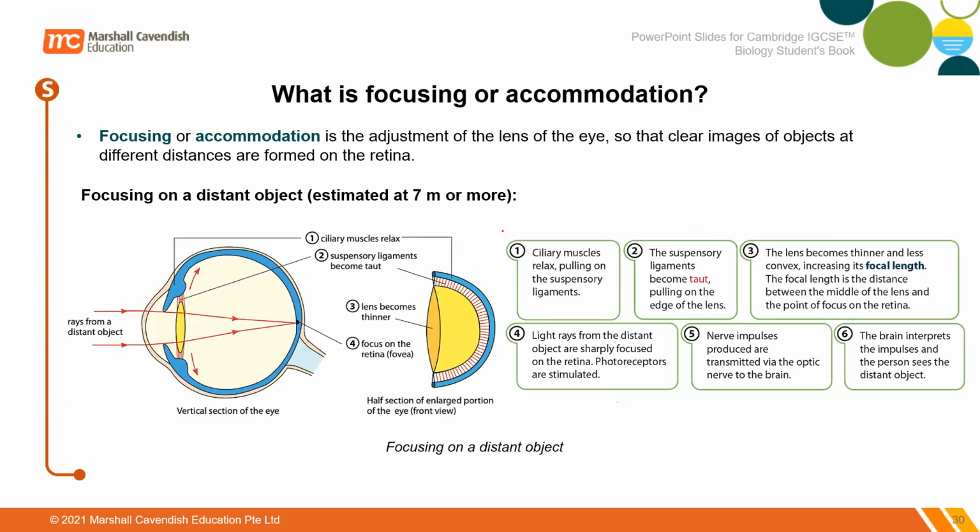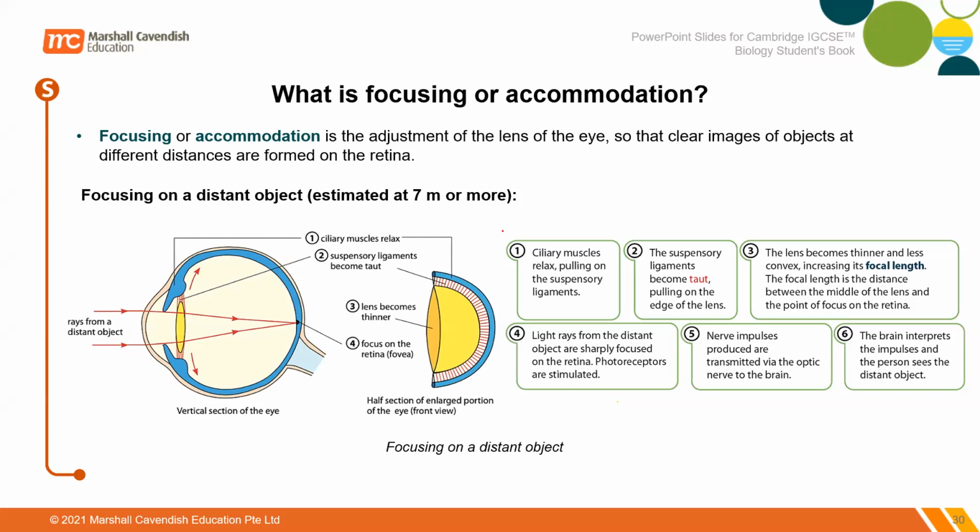This is the most important slide in the eye structure, the most important part: how we are focusing, or accommodation, how the eye accommodation works, the adjustment of all of the eye parts in order to see a clear image. Focusing on a distant object happens mainly in six steps. Okay?